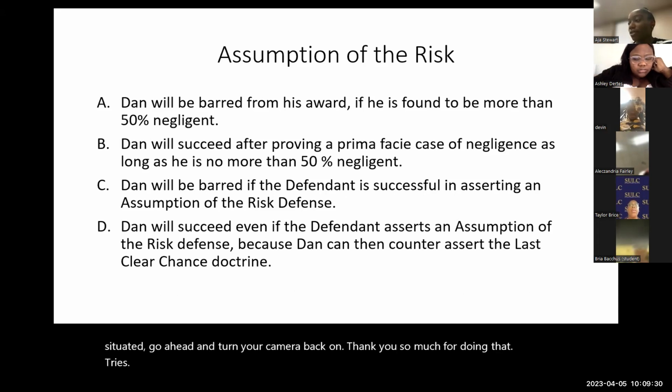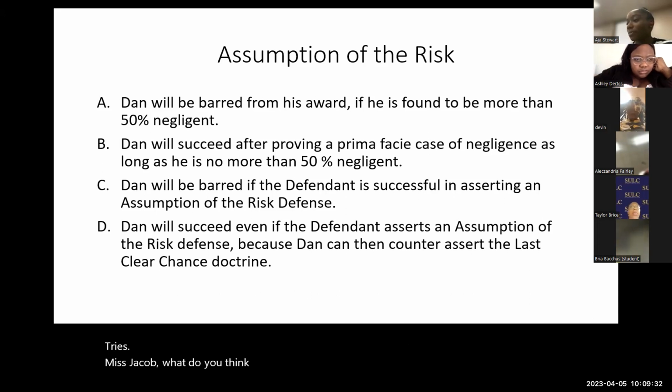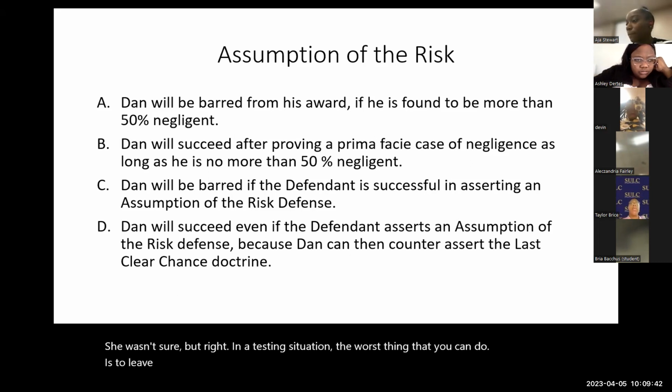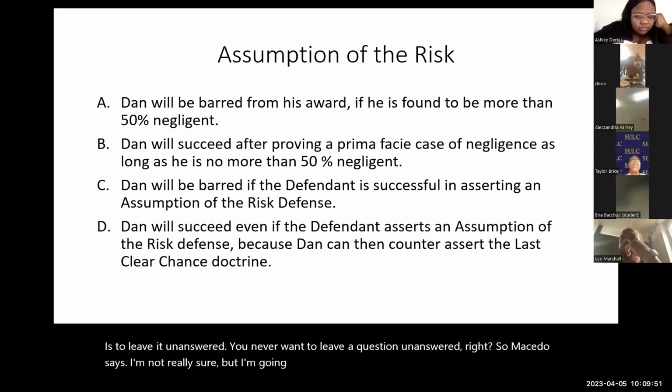Miss Jacob, what do you think? Miss Settle said she wasn't sure, but in a testing situation, the worst thing you can do is leave a question unanswered. You never want to leave a question unanswered. So Miss Settle says, I'm not really sure, but I'm going to go with C. Miss Jacob, tell me what you think.